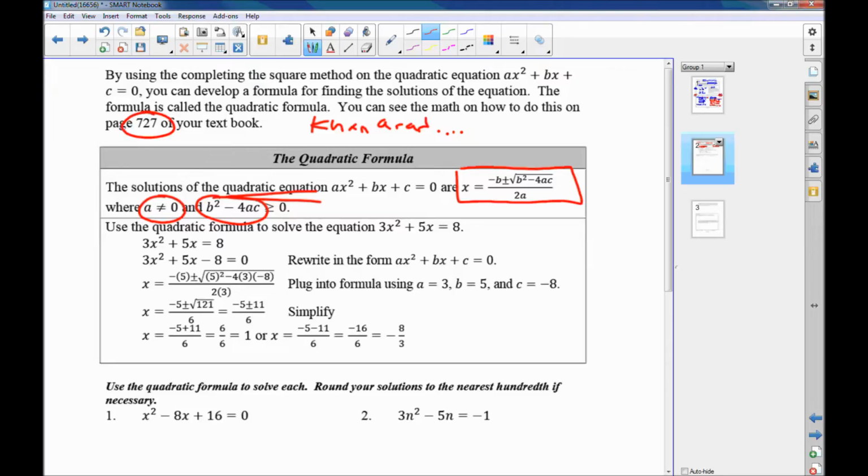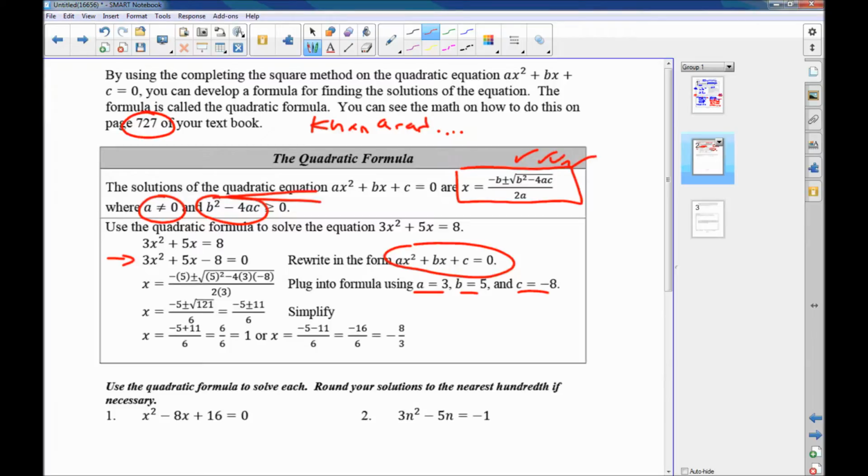Okay? So use the quadratic formula to solve 3x squared plus 5x equals 8. Okay, so first thing we'll put it back in standard form. So 3x squared plus 5x minus 8 equals 0. Right, in standard form here. Remember, standard form is ax squared plus bx plus c equals 0. And then we plug in all of our parts. So the a was 3, the b is 5, and the c is negative 8.